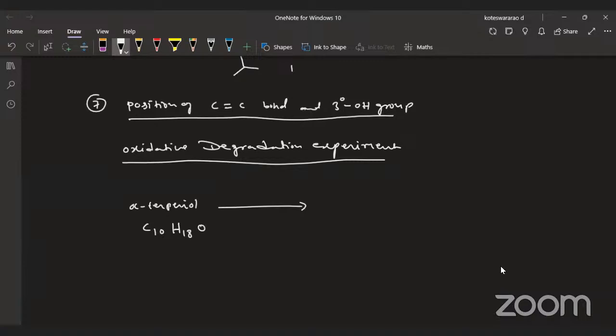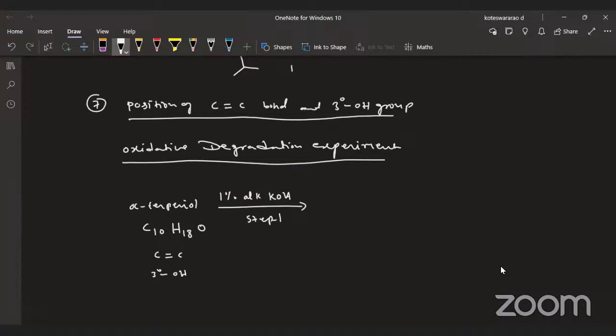Now, what are the functional groups in this molecular formula? We know there is a C double bond C and one tertiary OH group, which is subjected to oxidation with 1% alcoholic alkaline, means basified, KOH. This is step 1 reaction.